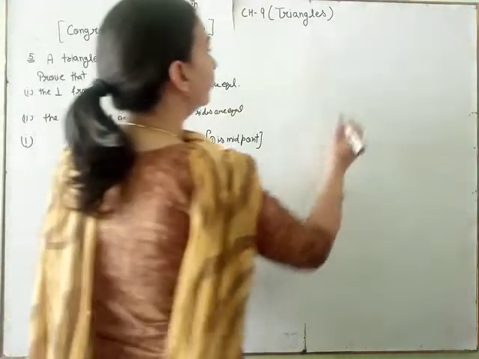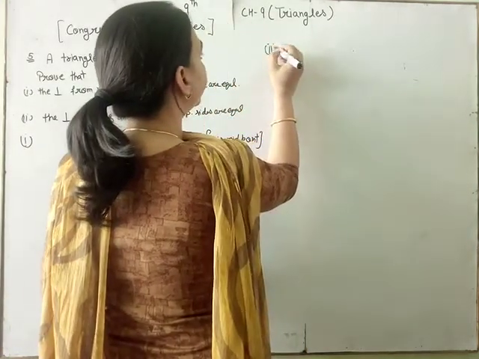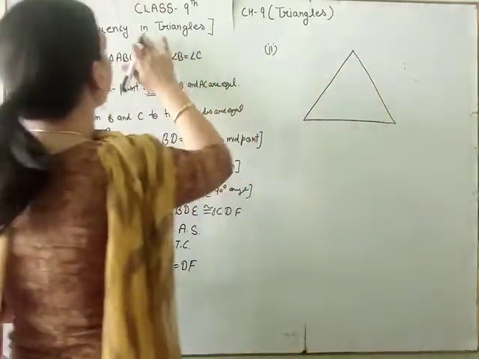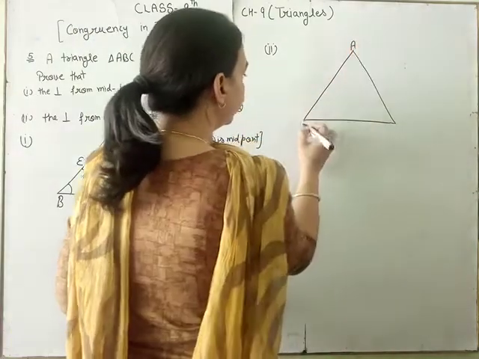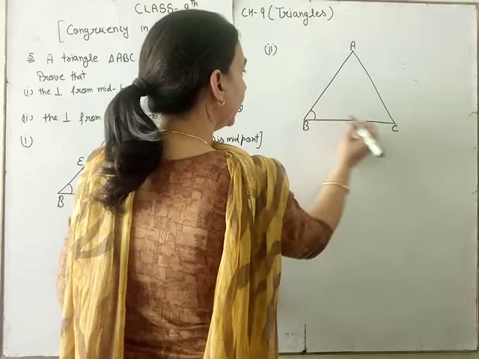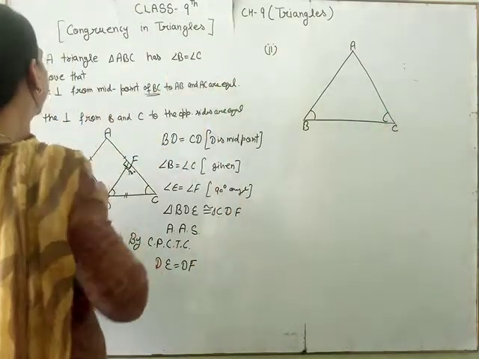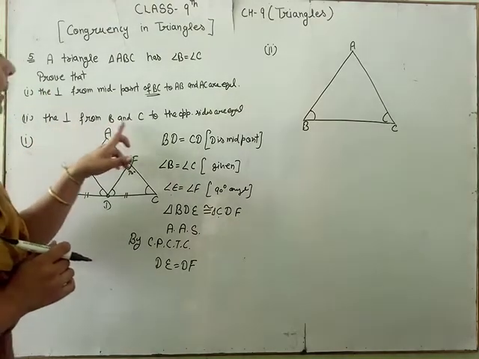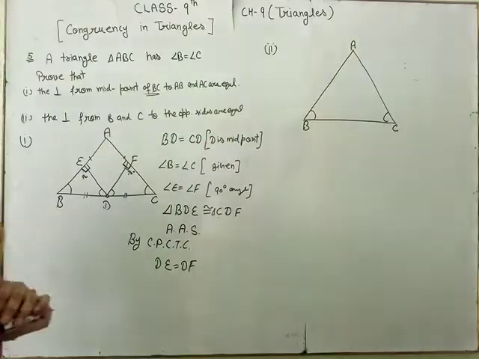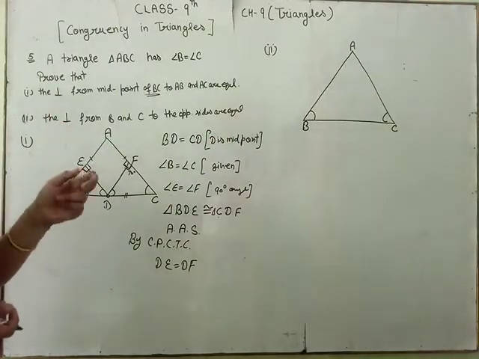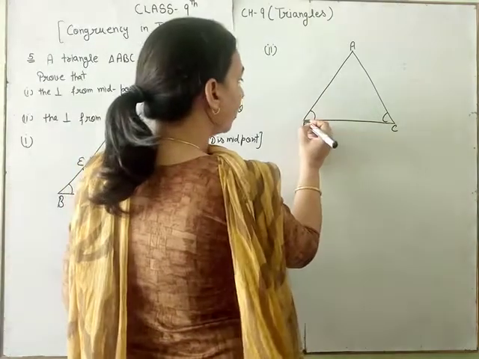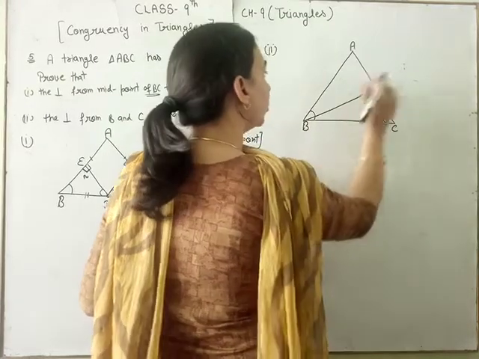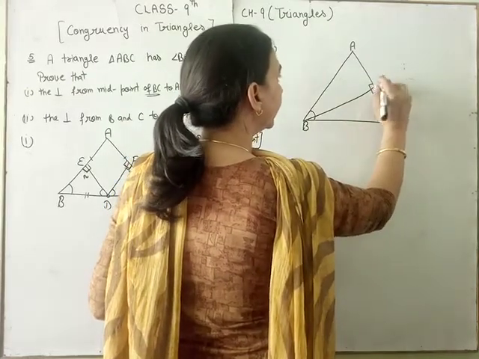Again, I draw the triangle for the second part. Same triangle ABC. Angle B equal to angle C, given. And in the second part, we have to prove that the perpendiculars from B and C to the opposite sides are equal. This is the perpendicular from B to the opposite side. Let this point be E.